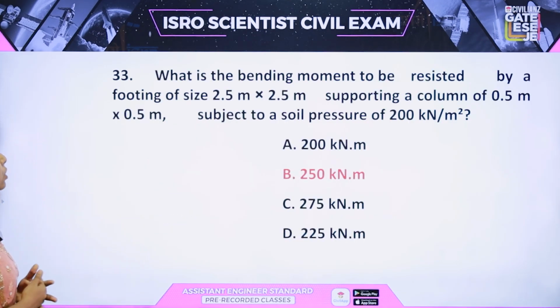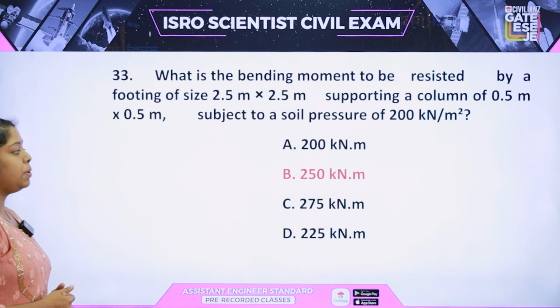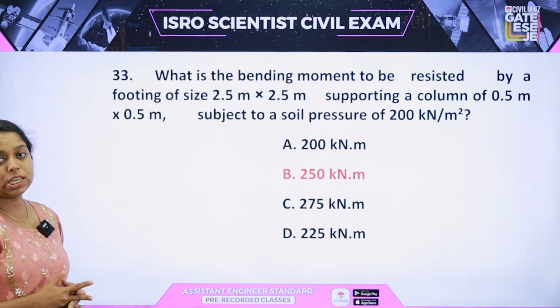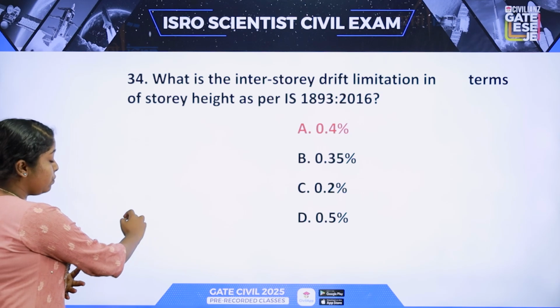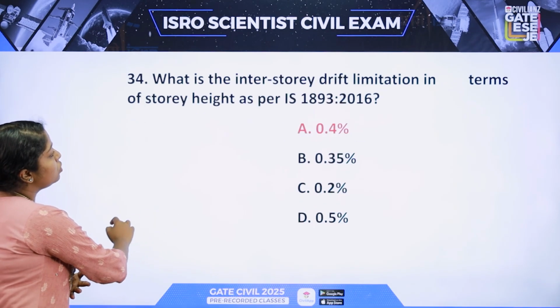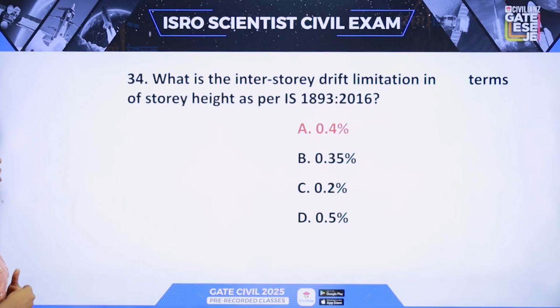Moving on to the 33rd question. What is the bending moment to be resisted by a footing of size 2.5 meter by 2.5 meter supporting a column of 0.5 meter by 0.5 meter subjected to a soil pressure of 200 kilonewton per meter square? On doing the calculation, the right answer is 250 kilonewton meter. So option B. Now moving on to the 34th question.